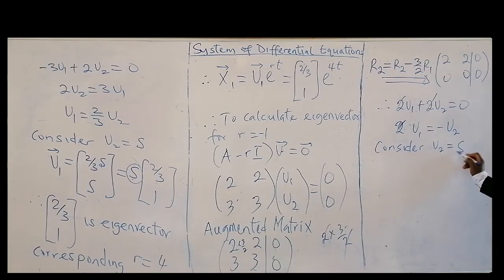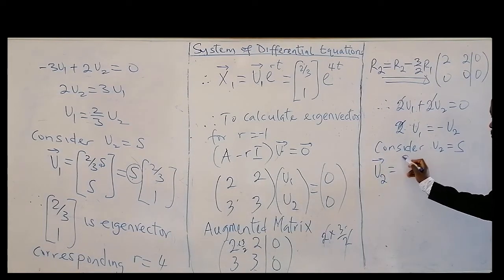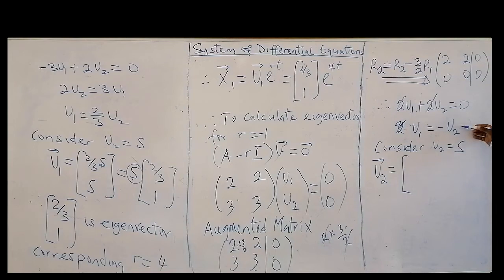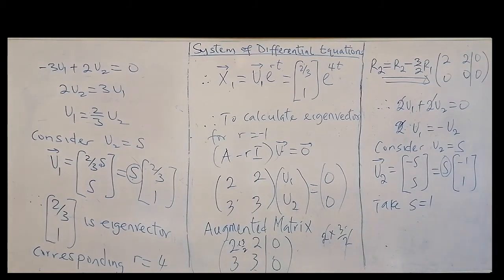Okay, so consider u2 to be this. So the second eigenvector will be minus u2, and u2 is this. That's minus 1, 1. So we take this one as 1.